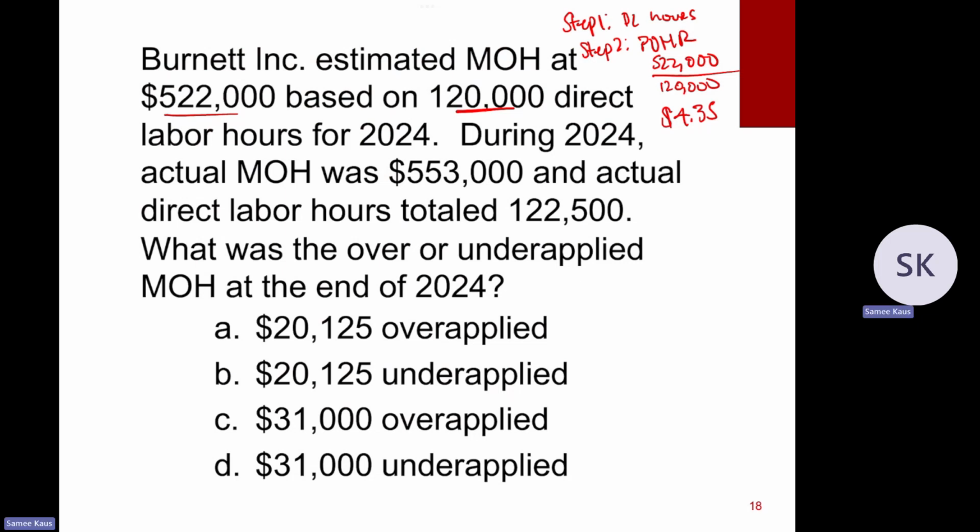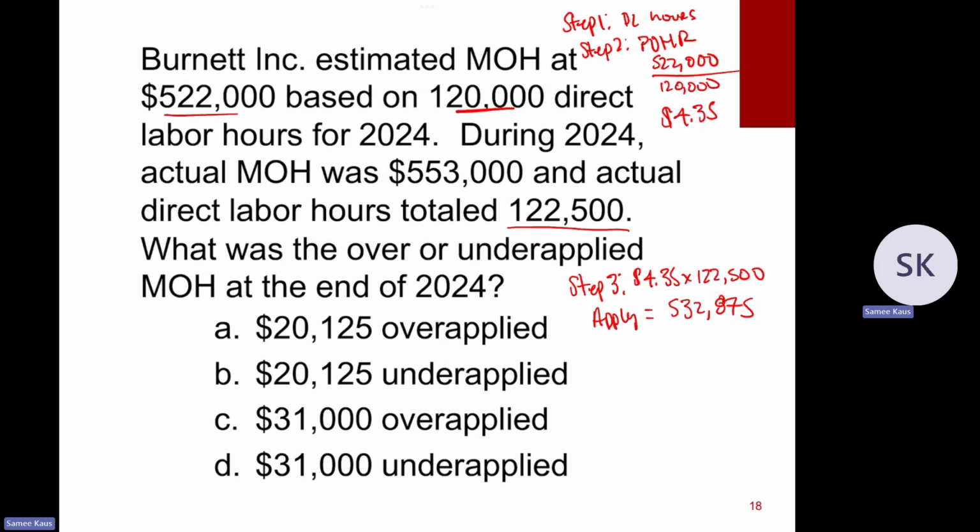Okay. Now, step three in this process of applying overhead is to actually apply it. So what do I do here? I take my predetermined overhead rate and I multiply it by what? Actual direct labor hours incurred, my actual cost driver. So I have 122,500. So I apply overhead equal to what? Well, if you do the math, it should give you 532,875. Okay. Well, what the heck do I do with that?